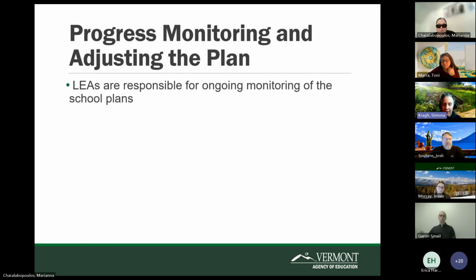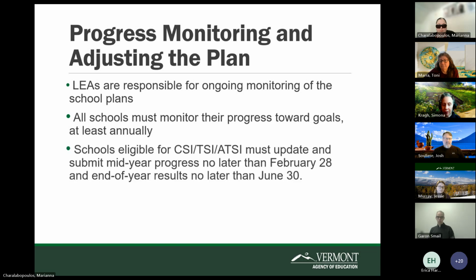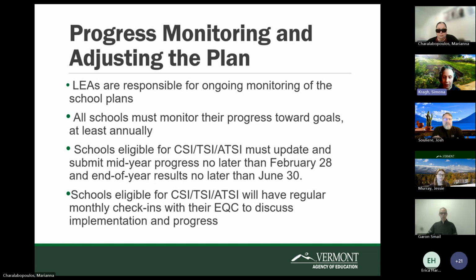Okay. LEAs are responsible for ongoing monitoring of the school plans. All schools must monitor their progress toward goals at least annually. Schools eligible for CSI, TSI, ATSI must update and submit mid-year progress no later than February 28th and end-of-year results no later than June 30th. Schools eligible for CSI, TSI, ATSI will have regular monthly check-ins with their EQC to discuss implementation and progress. Next slide.